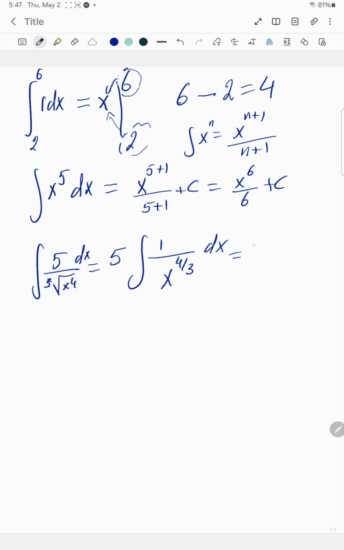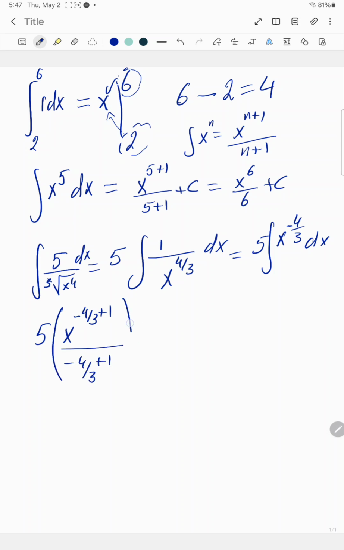So this is equal to 5 times the integral of x to the power minus 4 over 3, because we jumped from the denominator to the numerator. Then I apply my rule. It becomes 5 times x to the power minus 4 over 3 plus 1, divided by minus 4 over 3 plus 1, plus c. It's 5 times x to the power minus 1 over 3 divided by minus 1 over 3.